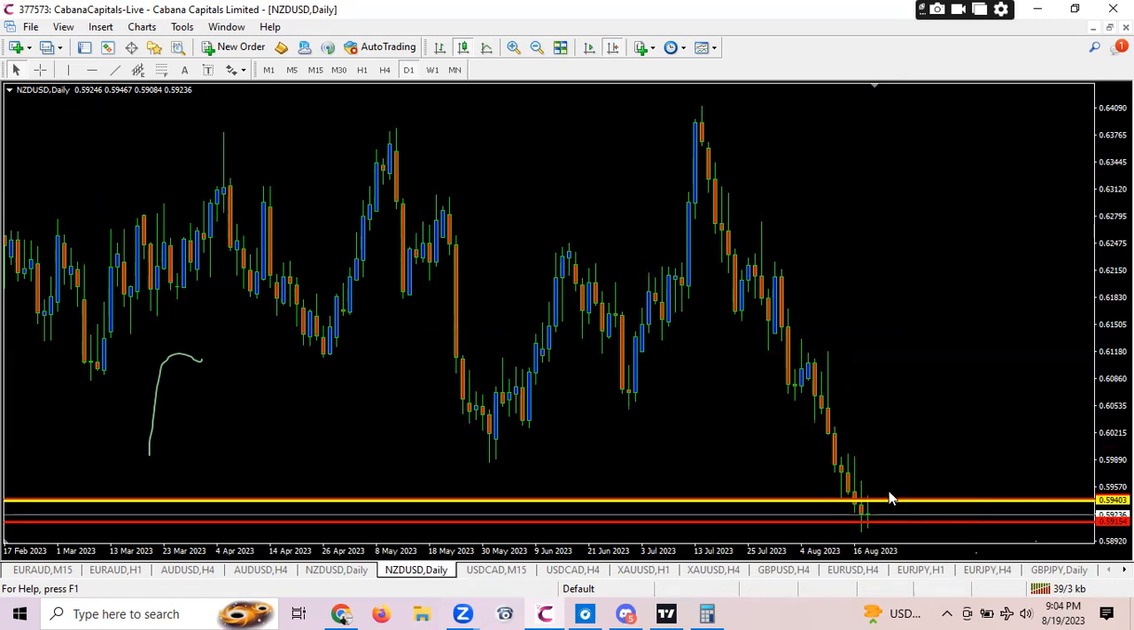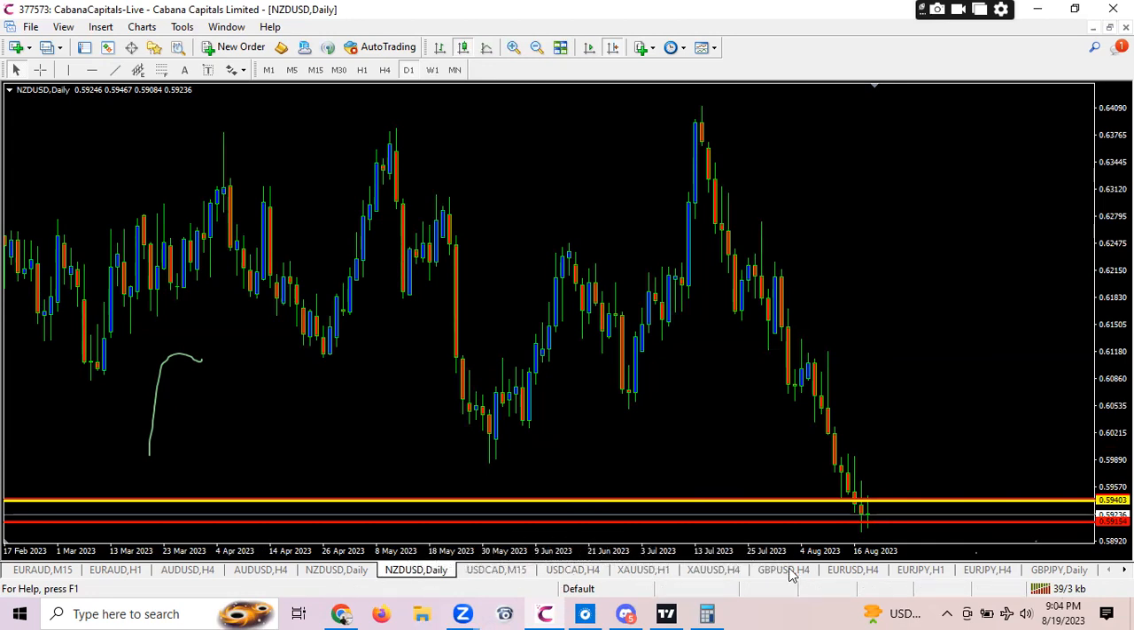Okay, but if you don't want to wait for the Monday candle to close, wait for a 4-hour candle to close above this zone, this resistance or pivot value, before you consider buying. Okay, so that's it for New Zealand USD.